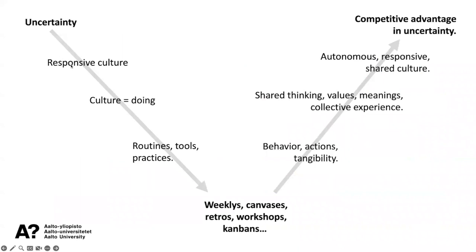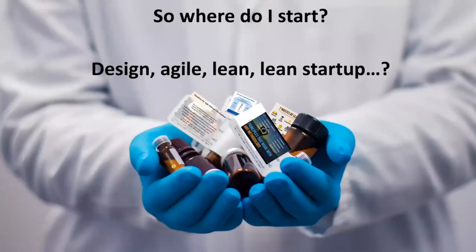And what do we do? We build a responsive culture of doing with routines, tools, and practices. And that's why these weeklies and dailies and retrospectives and workshops and Kanbans are coming all over us. We're reformatting our daily work so that we get behaviors, shared thinking, shared meanings, and then ideally a responsive autonomous culture, and we are competitive. So maybe the next practical question is, where do we start?